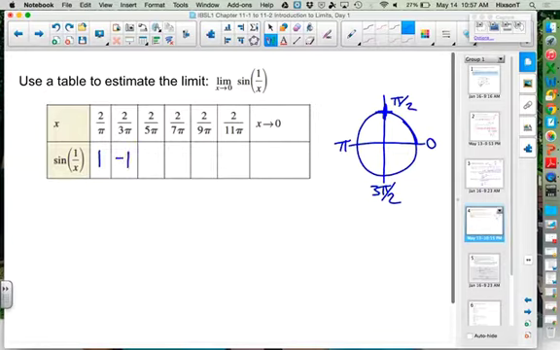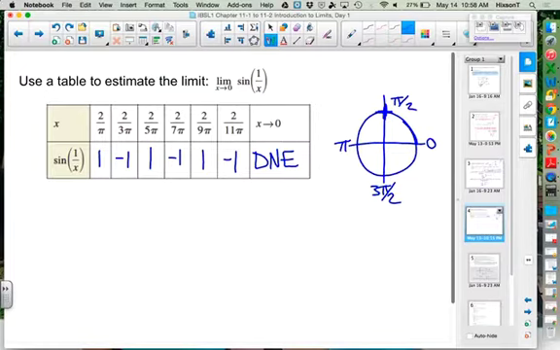So now let's keep going. If it's 4 pi over 2, 5 pi over 2, so our sine is 1. What's this one going to be? Negative 1. So what is our function approaching? It just keeps bouncing back and forth between negative 1 and positive 1, right? Is it honing in on one particular value? No. The limit does not exist.